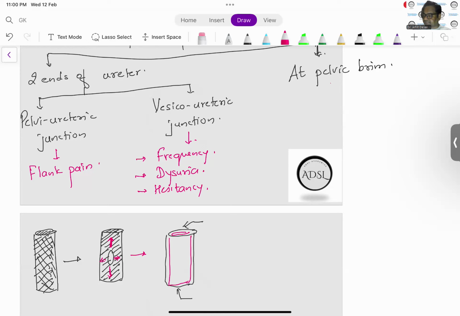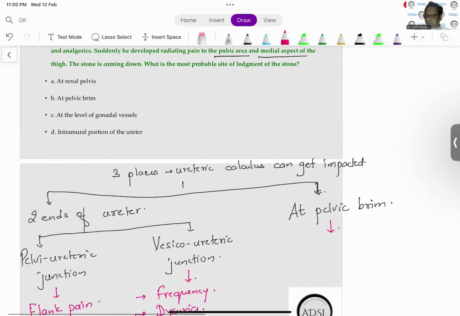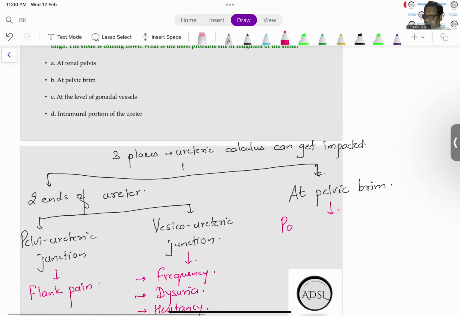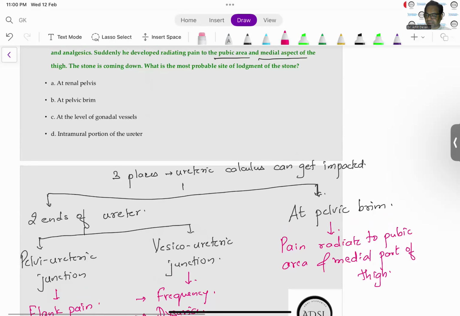And it is at this pelvic brim that the pain will radiate to the pubic area and medial portion of the thigh. So our answer over here is the pelvic brim. Okay, our answer over here is the pelvic brim.